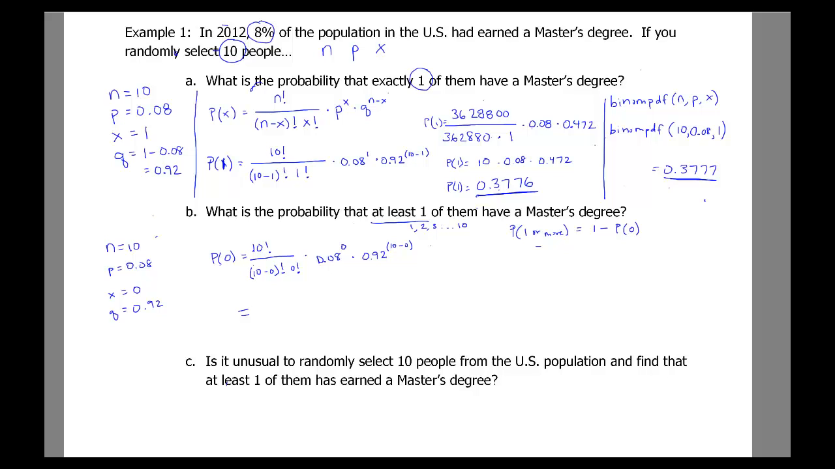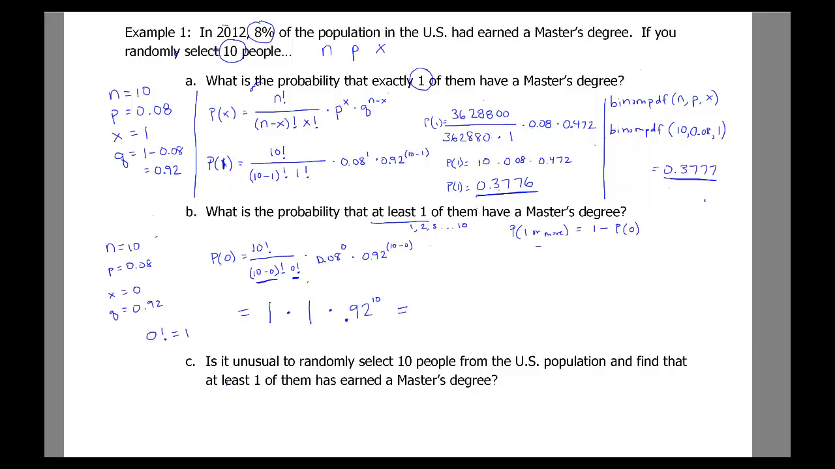Now, if you look at what we're going to end up with here, 10 factorial divided by 10 factorial, because 10 minus 0 is 10. 0 factorial by definition equals 1. So I'm just going to put that over here so you remember that. 0 factorial equals 1. So when you take this whole first part of the equation, you're just going to end up with 1, because you have 10 factorial divided by 10 factorial. Anything to the 0 power, also by definition, is 1. So we have 1 times 1. And then we're going to have 0.92 to the 10th.